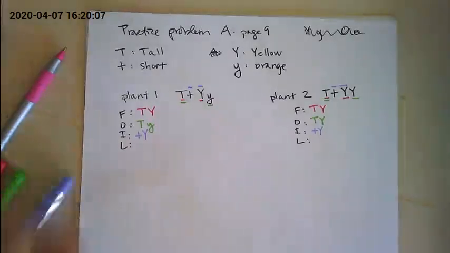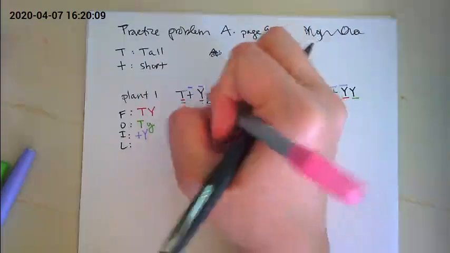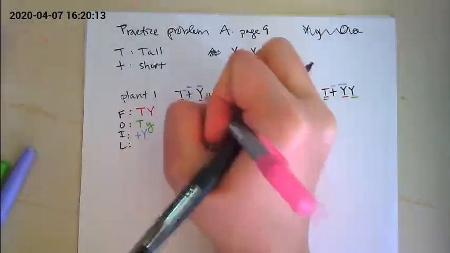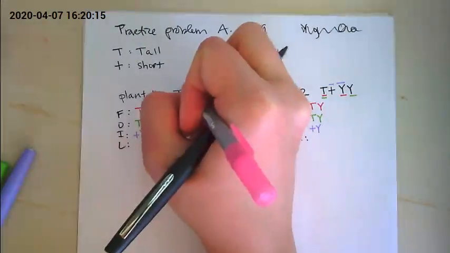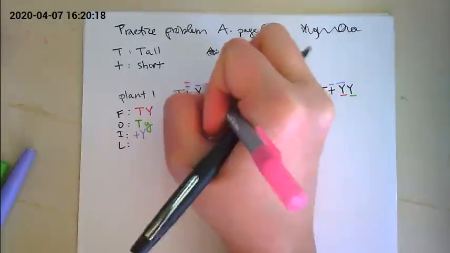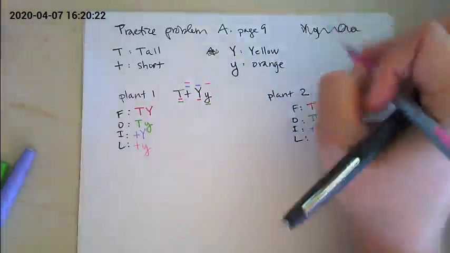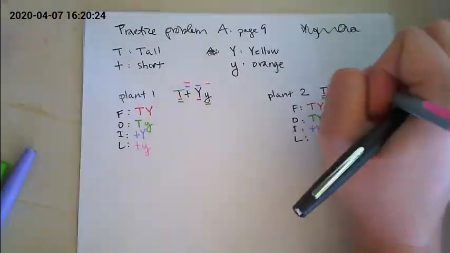And then the last one is the last. So that's the last letter of each genotype. So we got little t, little y, little t, big Y.